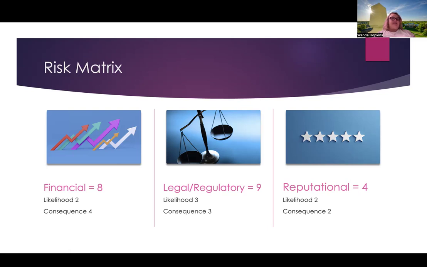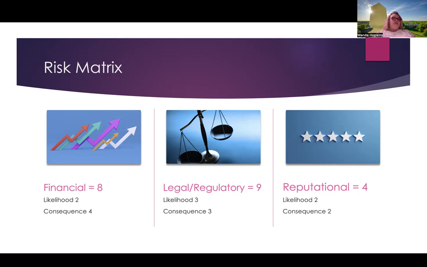As you can see, the highest rating on this example is number 9, the legal regulatory, which was the study abroad risk that had the highest risk rating of 9. The scores can range from 1 to 5 for both likelihood and consequence, with 1 being the least and 5 being the most.